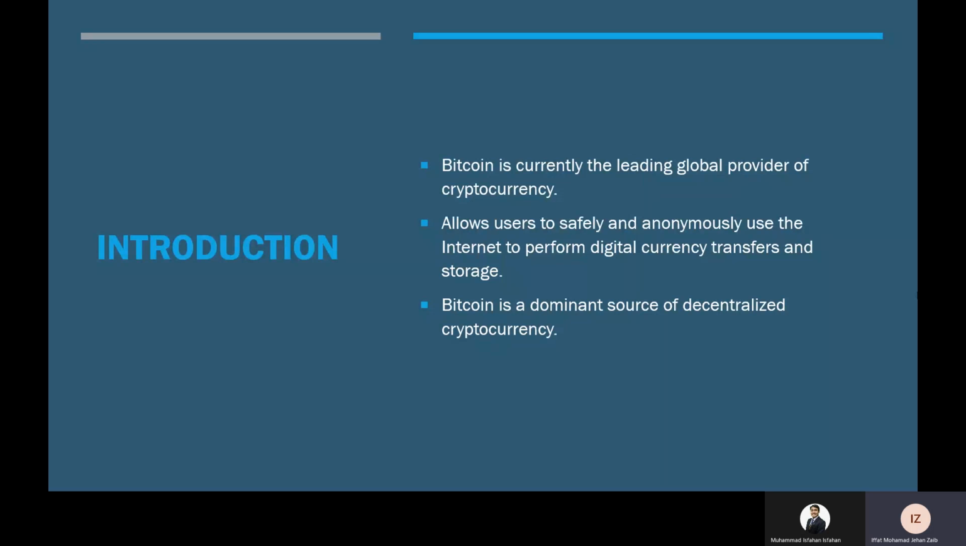Now, as you know, Bitcoin is currently the leading global provider of cryptocurrency. Cryptocurrency allows users to safely and anonymously use the internet to perform digital currency transfers and storage. In recent years, the Bitcoin network has attracted investors, businesses, and corporations while facilitating services and product deals. Moreover, Bitcoin has made itself the dominant source of decentralized cryptocurrency. While considerable research has been done concerning Bitcoin network analysis, limited research has been conducted on predicting the Bitcoin price.